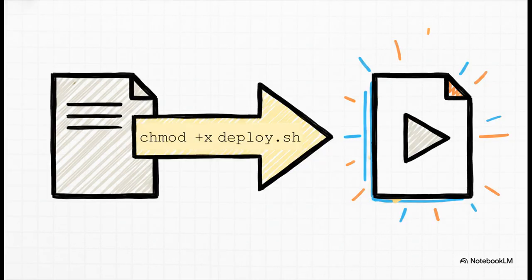So that crucial third step, it all comes down to this one little command right here. chmod +x deploy.sh. This is basically you telling your computer, hey, this isn't just a text file anymore. It's a program, and you have my permission to run it. The best part? You only have to do this once. After that, your script is ready to go whenever you need it.